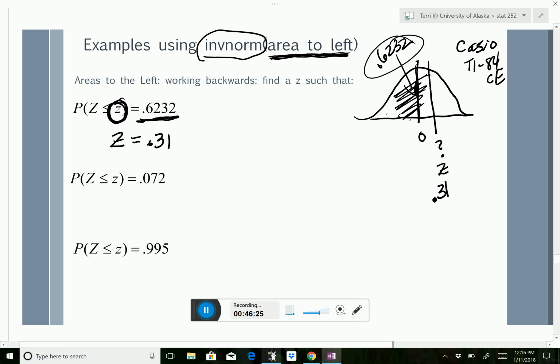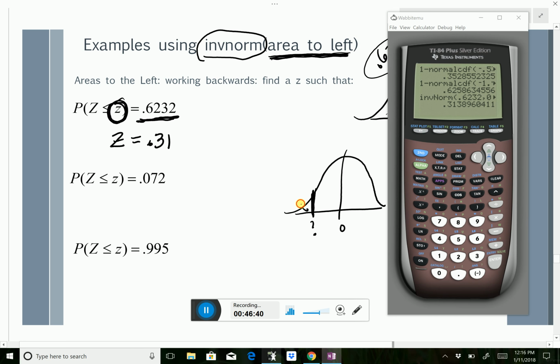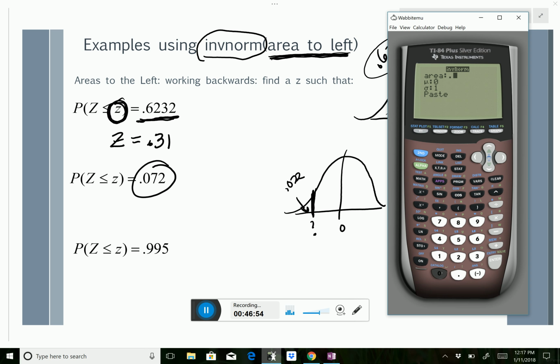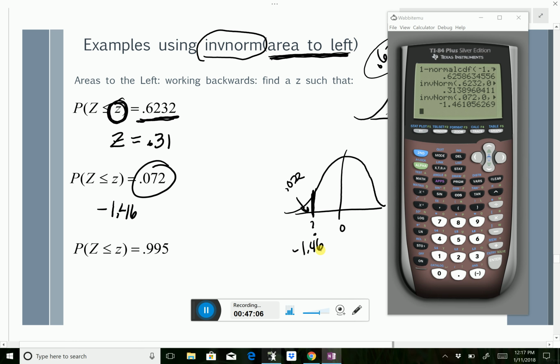So let's do this next one, 0.072. So where do you suppose that's going to fall? Really tiny probability. So it's got to be negative. It's got to be over here somewhere. Because this little area is only 0.072. So let's do our inverse norm again. And those of you who just get inverse norm with a parenthesis, you're just going to plug this in. So 0.072, enter, and we have negative 1.46. So this point is negative 1.46.